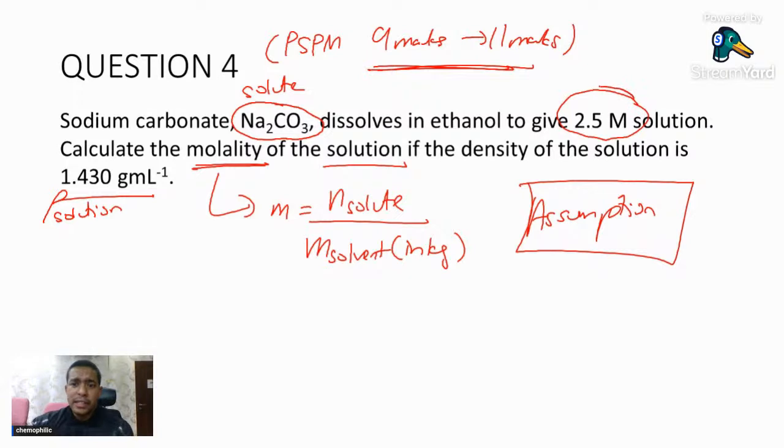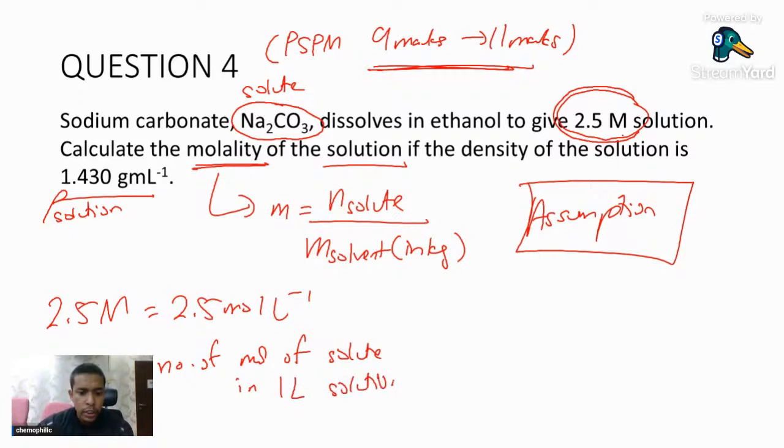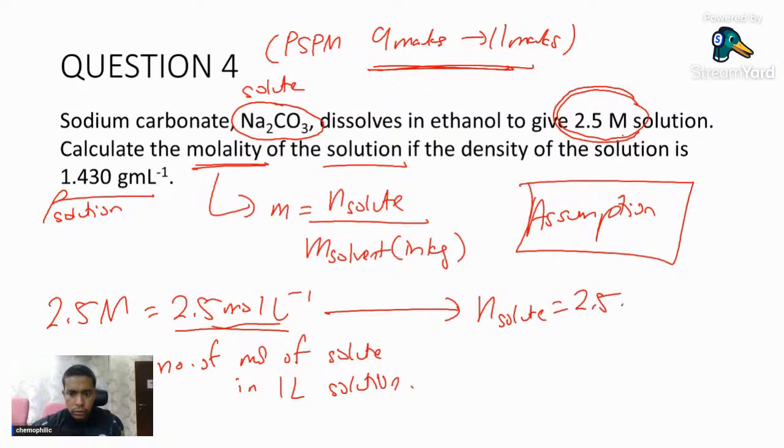So for this one, let's say the question gives you 2.5 molar, right? If you remember back, 2.5 molar is also similar to 2.5 mole per liter. If you remember back the definition of molarity, it is the number of mole of solute in 1 liter of solution. So meaning here, this number can be interpreted as the mole of solute is 2.5 mole, and the volume of solution is going to be 1 liter.